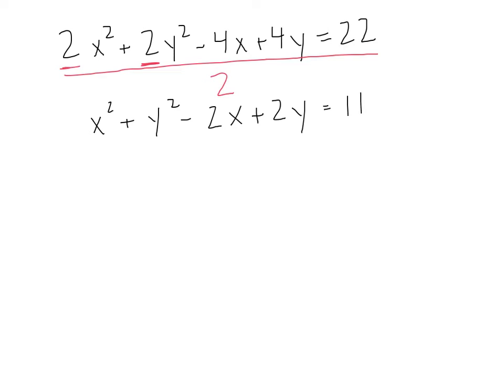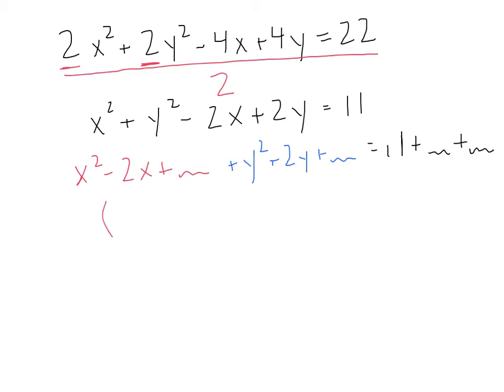So this is much simpler for us to complete the square. We'll gather all of our x terms together and get ready to complete the square with those. And we'll gather all of our y terms together and get ready to complete the square with those. And then on the other side, we didn't have to move anything. That 11 was already there. And we're going to add two things, one from the x's and one from the y's.